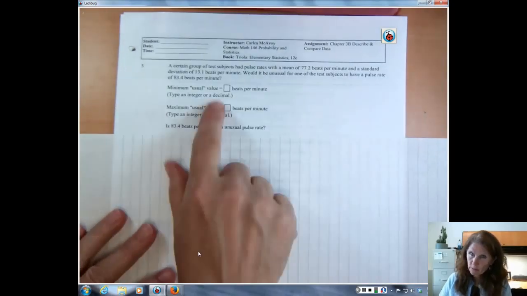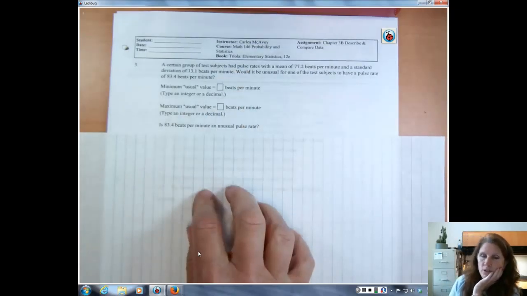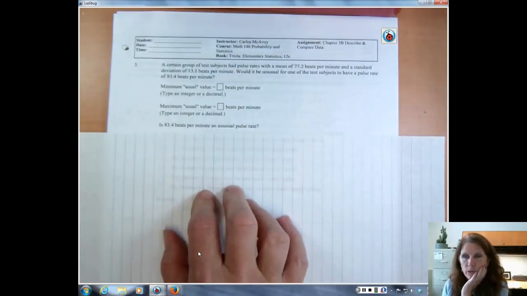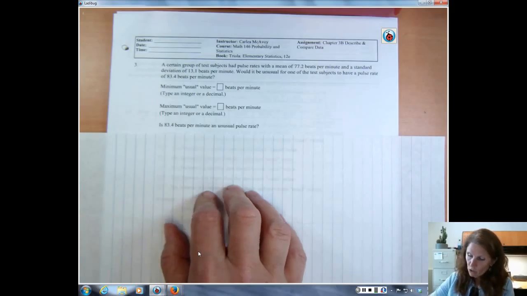A certain group of test subjects had a pulse rate with a mean of 77.2 beats per minute and a standard deviation of 13.1 beats per minute. Would it be unusual for one of these test subjects to have a pulse rate of 83.4? So we can draw the picture again.